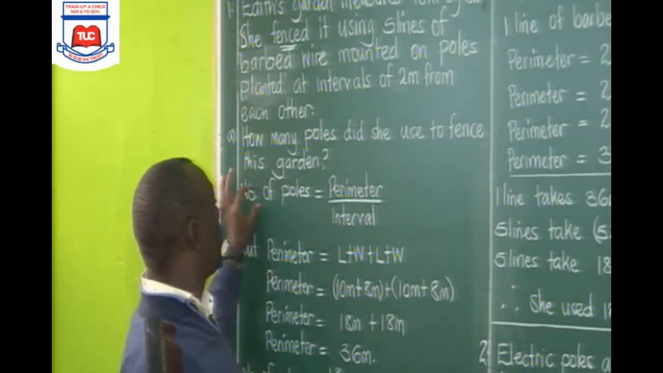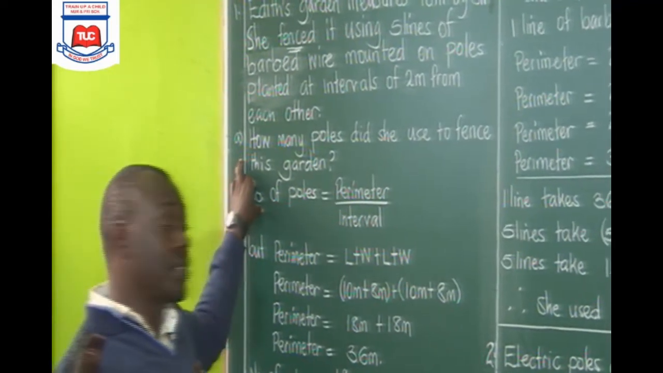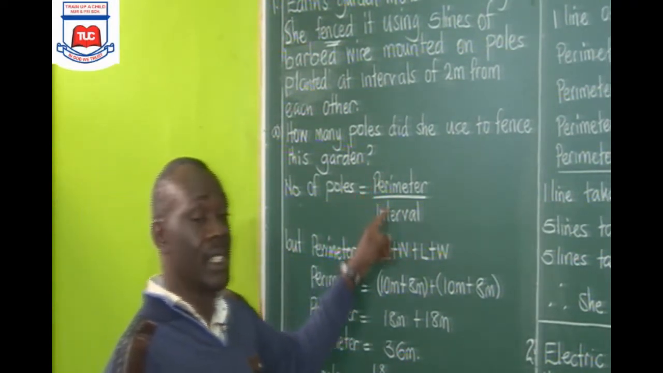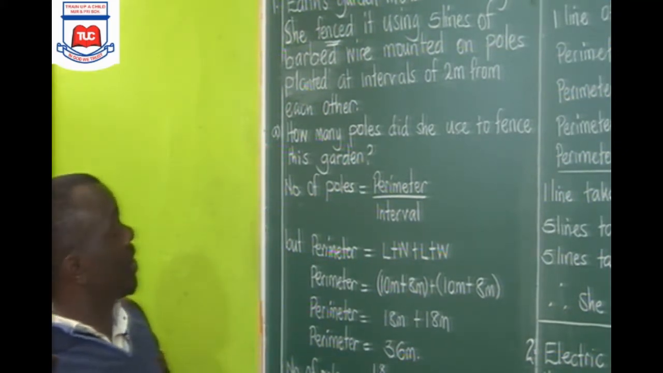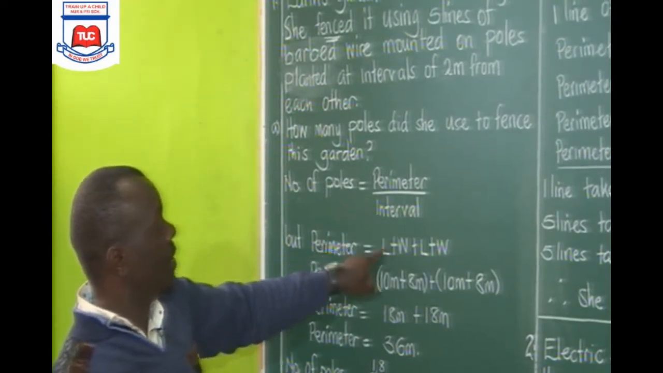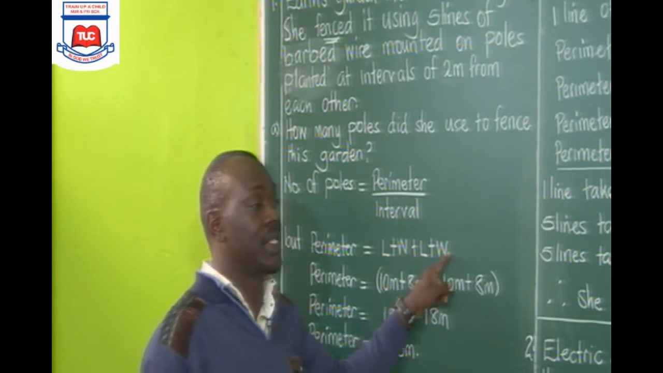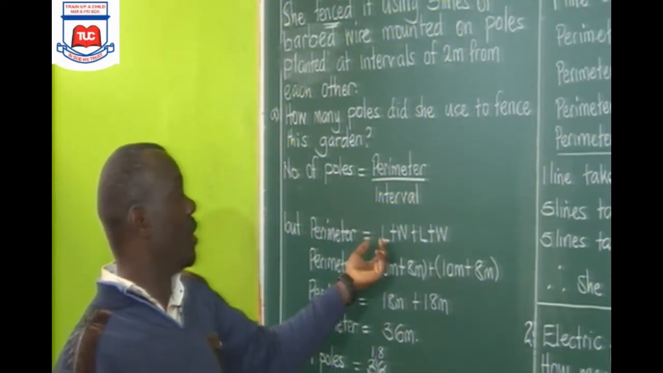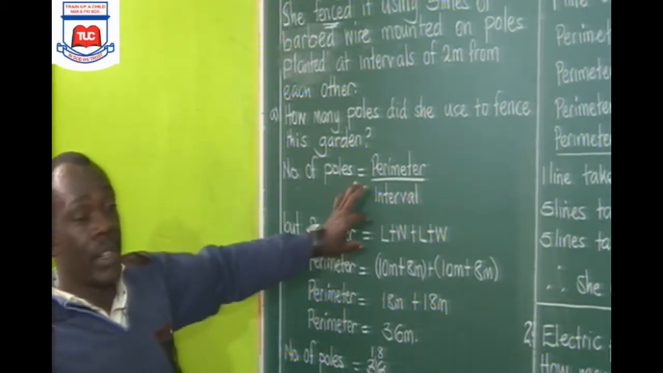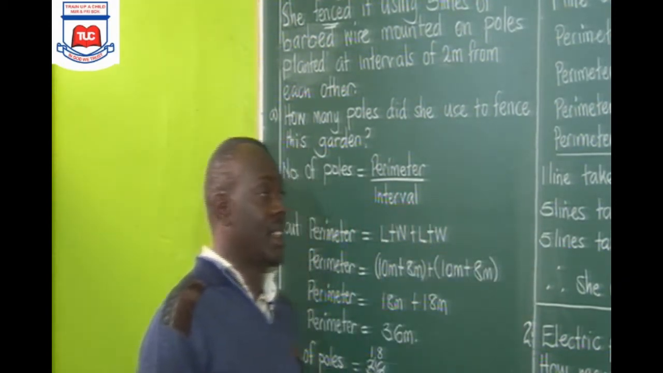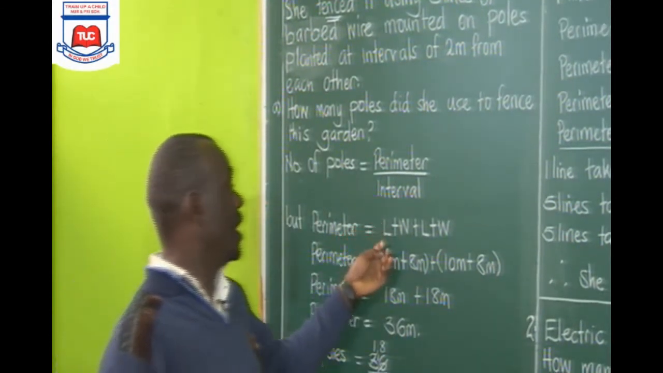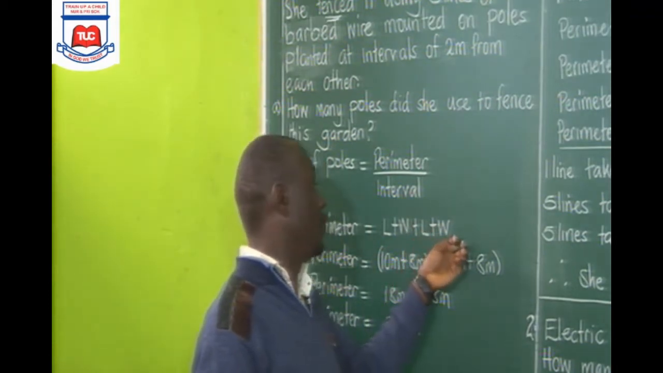And so, the formula for finding the number of poles around this rectangular garden is perimeter divided by interval. And remember, it's rectangular, and therefore the perimeter of a rectangle is got by a formula: length plus width plus length plus width. That's one of them. Another one can choose is length plus length plus width plus width. Another one can use is 2 lengths plus 2 widths. Then finally, one can say 2 into length plus width. Today, I've chosen to use length plus width plus length plus width.